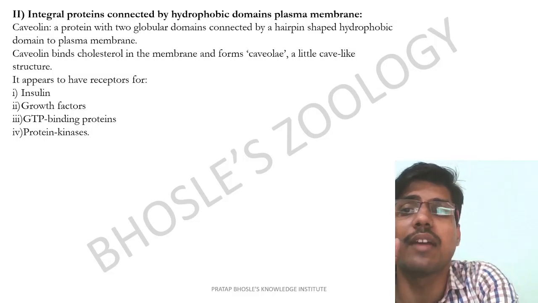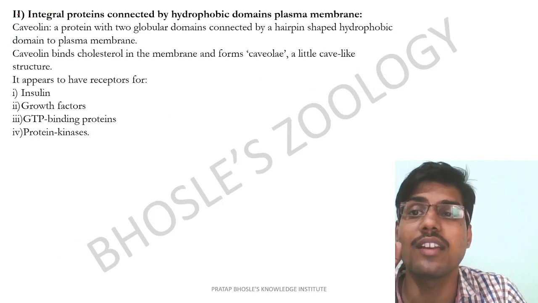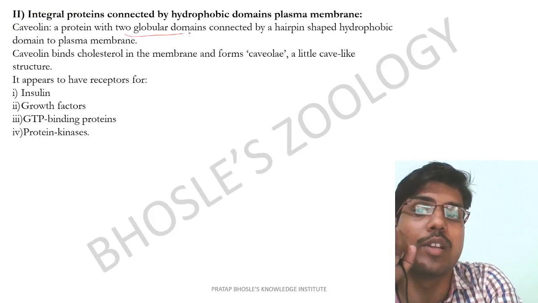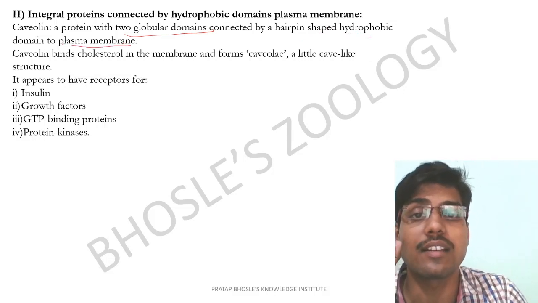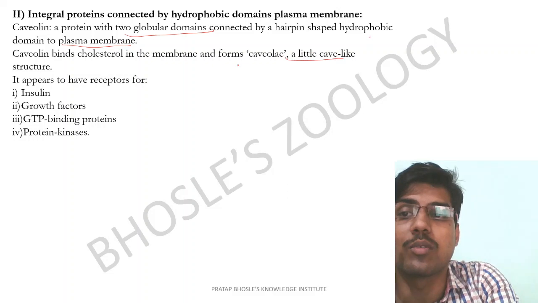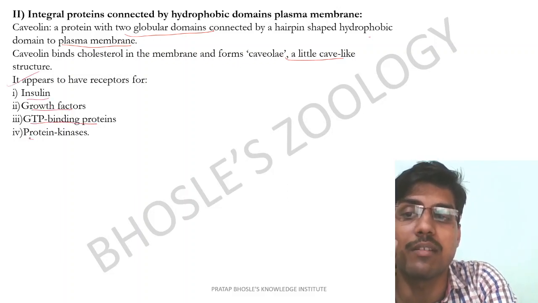These are the caveolin. Caveolin is a protein with 2 globular domains which are connected by a hydrophobic domain to the plasma membrane. And what does caveolin do? It forms little cave-like structures, which have the receptors for insulin, growth factors, GTP binding, and protein kinases.